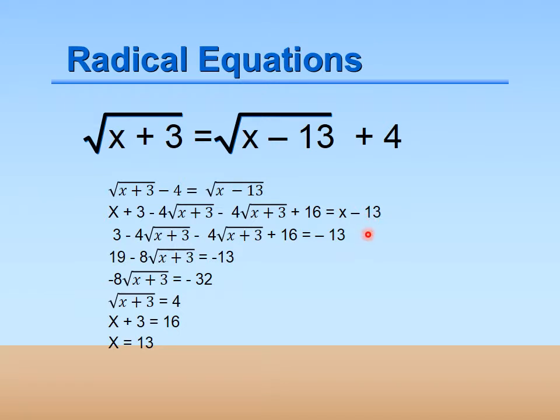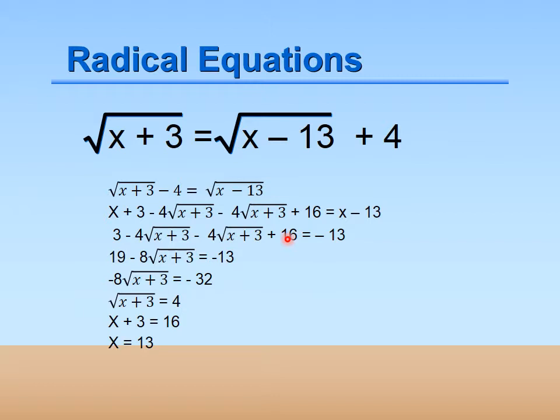So now I'm ready to isolate this variable. So now I want to move everything to the right-hand side. So the first thing I'm going to do is subtract both sides by x. And when I subtract both sides by x, it just so happens that the x disappears altogether, leaving me 3 minus 4 square roots of x plus 3 minus 4 square roots of x plus 3 plus 16 equals negative 13. Ooh. So now I need to combine like terms.